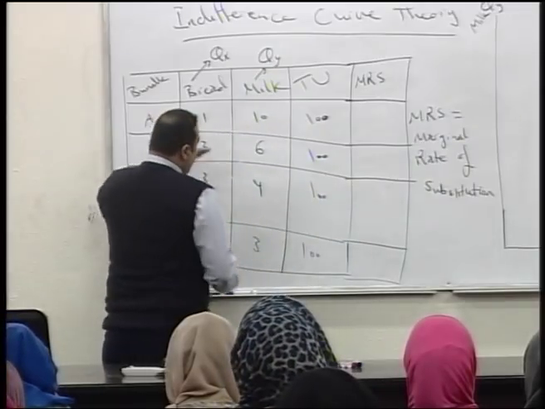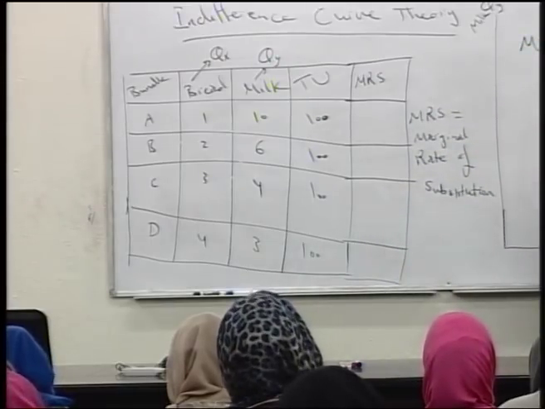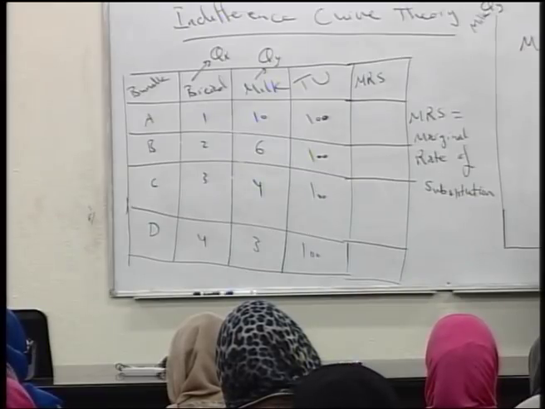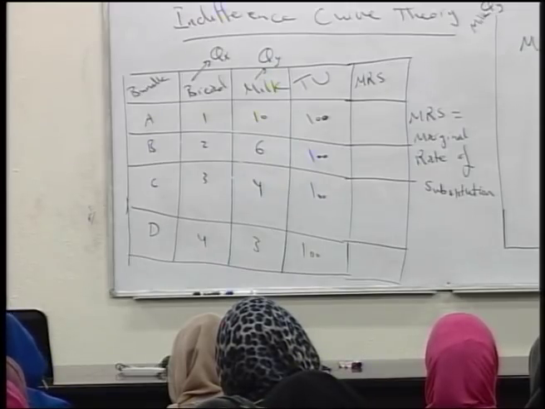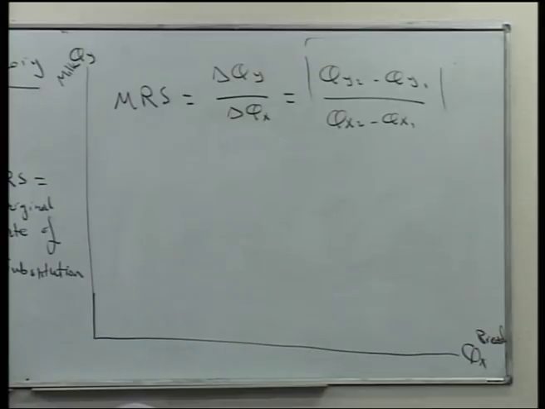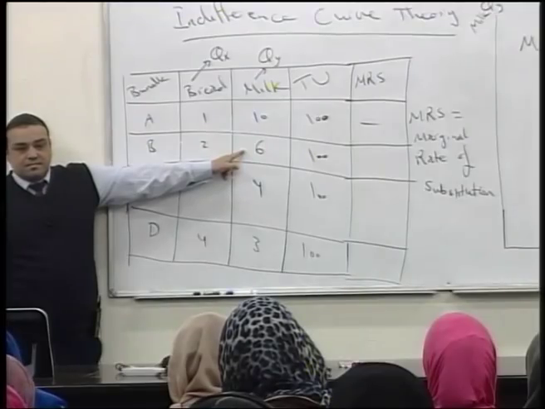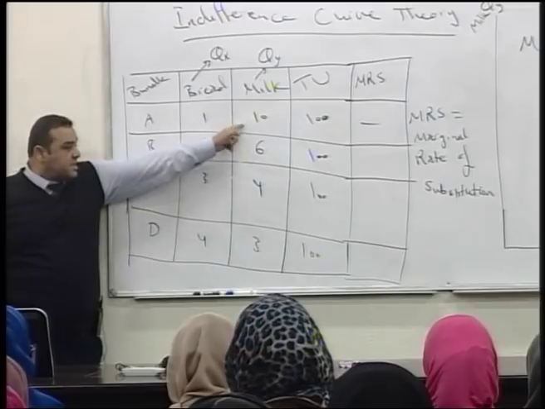تمام. MRS, the marginal rate, قبل الجراف هذا MRS equals a change in the quantity consumed of Y over the change in the quantity consumed of X, which means QY2 minus QY1 over QX2 minus QX1 in the absolute value. تمام؟ This is the QX1, QX2, QY1, QY2. Let's calculate the marginal rate of substitution for the first case: QY2 minus QY1 over QX2 minus QX1. So 6 minus 10 over 2 minus 1.